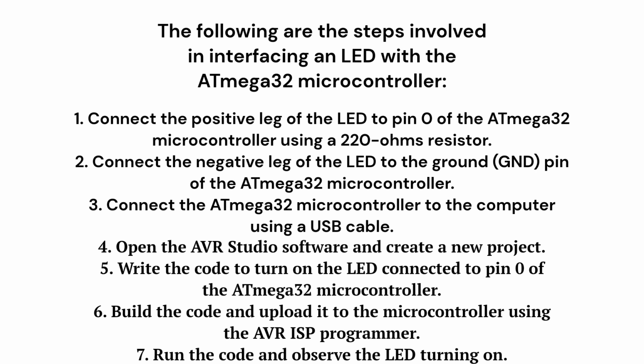3. Connect the ATmega32 microcontroller to the computer using a USB cable. 4. Open the AVR Studio software and create a new project. 5. Write the code to turn on the LED connected to pin 0 of the ATmega32 microcontroller. 6. Build the code and upload it to the microcontroller using the AVR ISP programmer. 7. Run the code and observe the LED turning on.